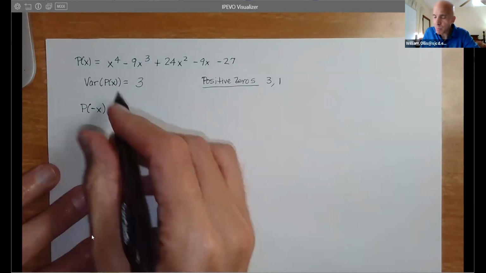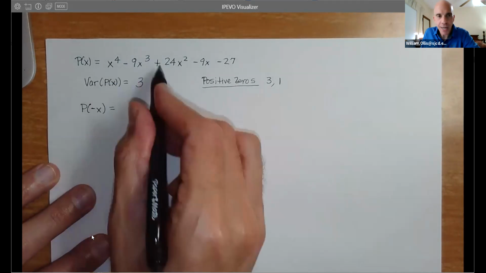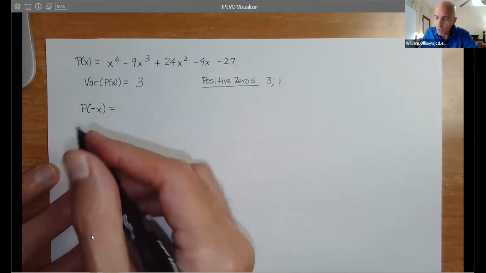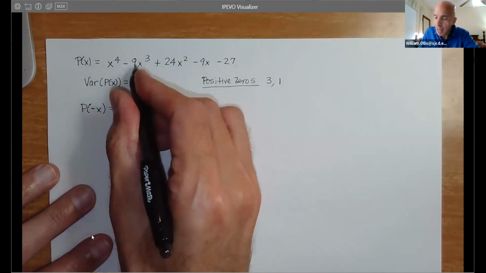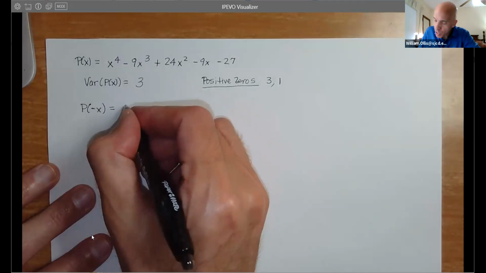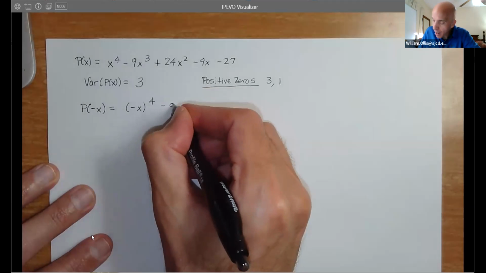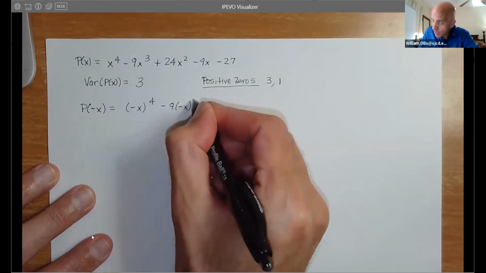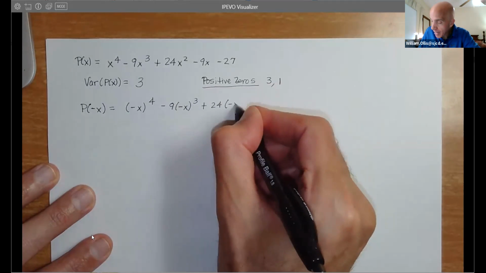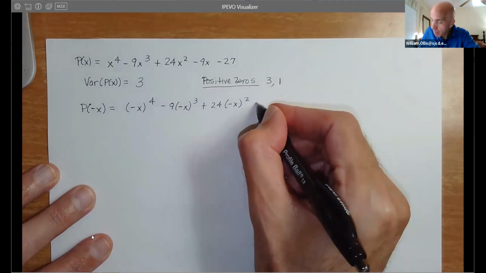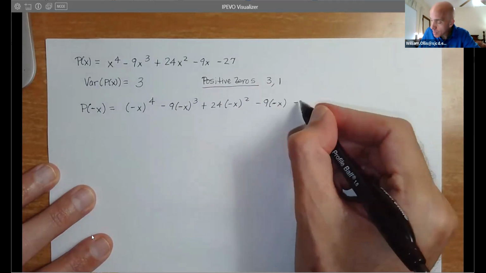Now, lots of times, ladies and gentlemen, you can do this basically just by staring at it. But let me show you what we do just to give you some practice, because you know the evens will absorb the negative and the odds will retain it. So just some practice. Negative x to the fourth minus 9 negative x, or additive inverse, to the third plus 24 negative x squared minus 9 additive inverse, or negative, however, minus 27.